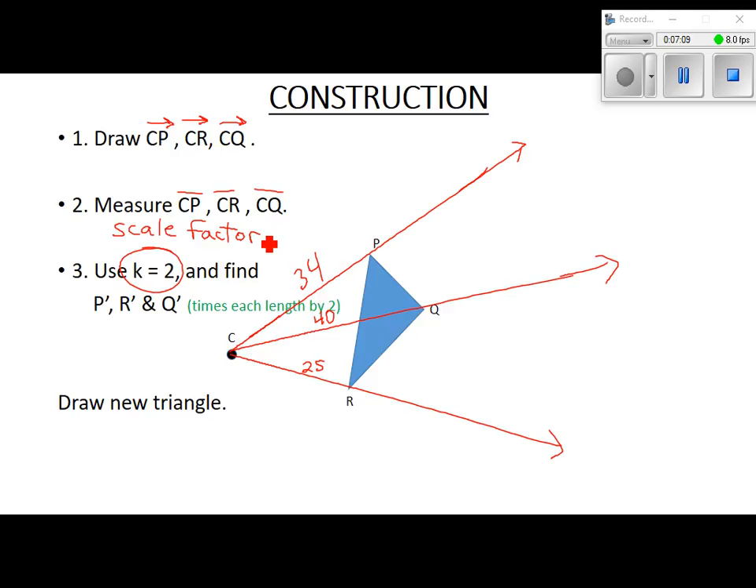So is P prime going to be like right here? No. Is it going to be like right here? No. It's going to be out here somewhere, right? And that's all you're going to do. So now you're going to measure out and figure out where P prime is going to be. How far is P prime going to be from C? 10. So you're going to measure from C and go out here 10. Now I'm not going to do 10. What's mine going to be? 68. So I'm going to measure out 68, which is somewhere right about in here. And what am I going to label that point? P prime.